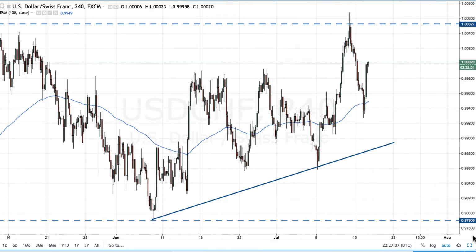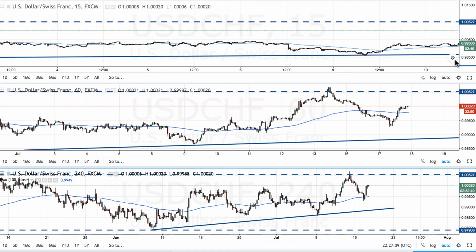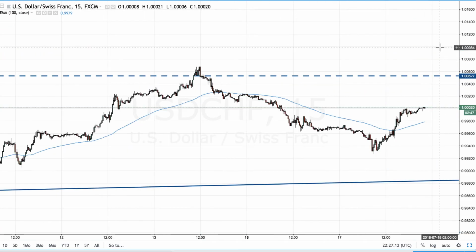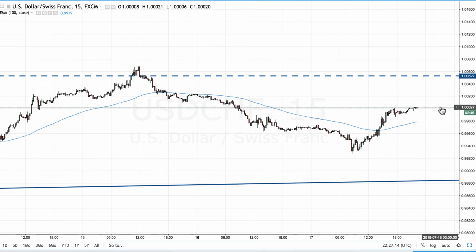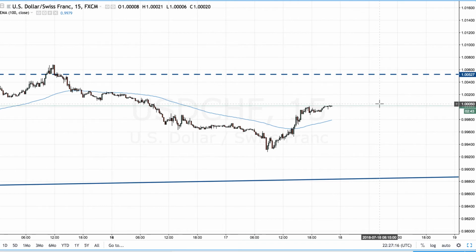Ultimately, what we want to do when the market gets up to these highs is look for selling opportunities. But I wonder, not now, but I wonder if we get a bit more consolidation here, a bit more sideways price action and then a break up, there might be a good opportunity to buy the market up towards that resistance level before we then sell it back down.